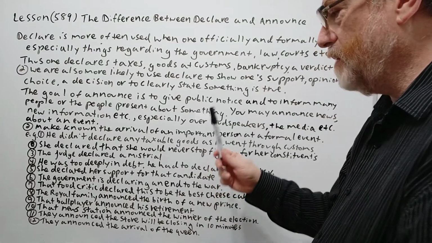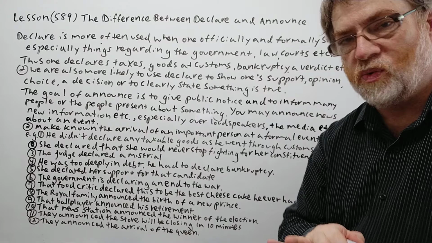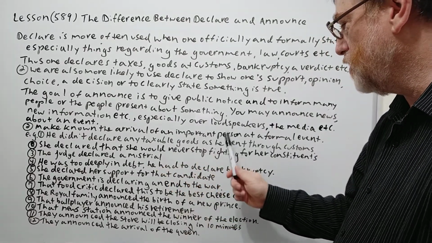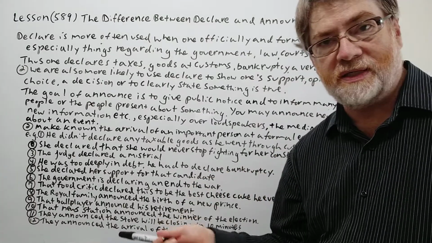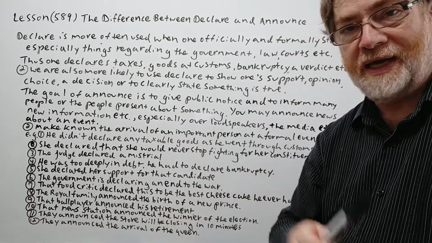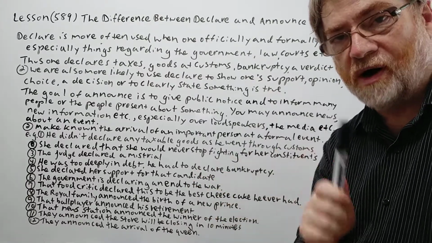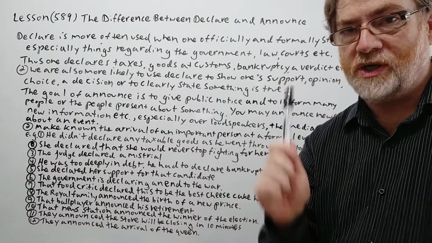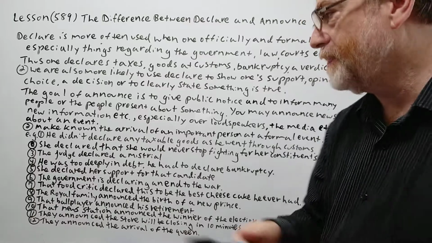All right, and we have 12 examples to get a better feel of when you may use one more than the other. Number 1: He didn't declare any taxable goods as he went through customs. Again, customs has to do with the government. It's very official. And remember, when you do these official things, you are technically stating, this is true, I'm telling the truth. So in this sense, declare is the word that you should probably choose.